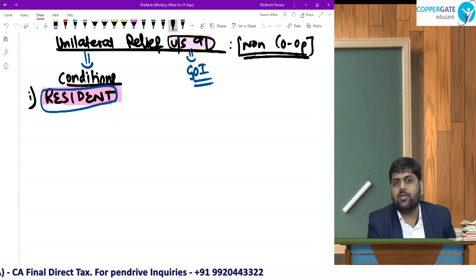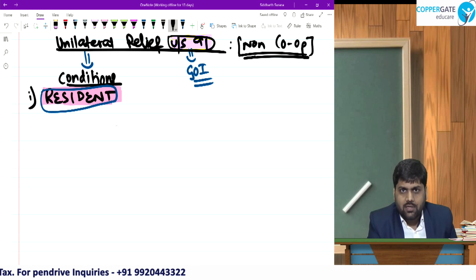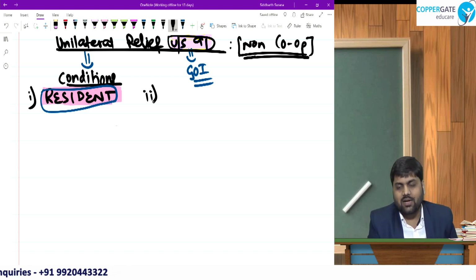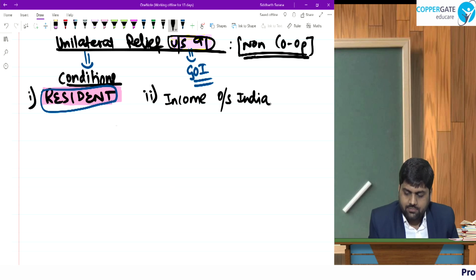This is the only condition. This is the most important condition. Yes, I am going to make you write condition number 2, 3 and 4, but they are not conditions. They are only comedy. They are only time pass, waste of time. Let us see what the conditions are. What is the primary condition? The only thing which matters: the assessee has to be a resident. Second condition, the assessee should earn income outside India. You should be having income outside India.